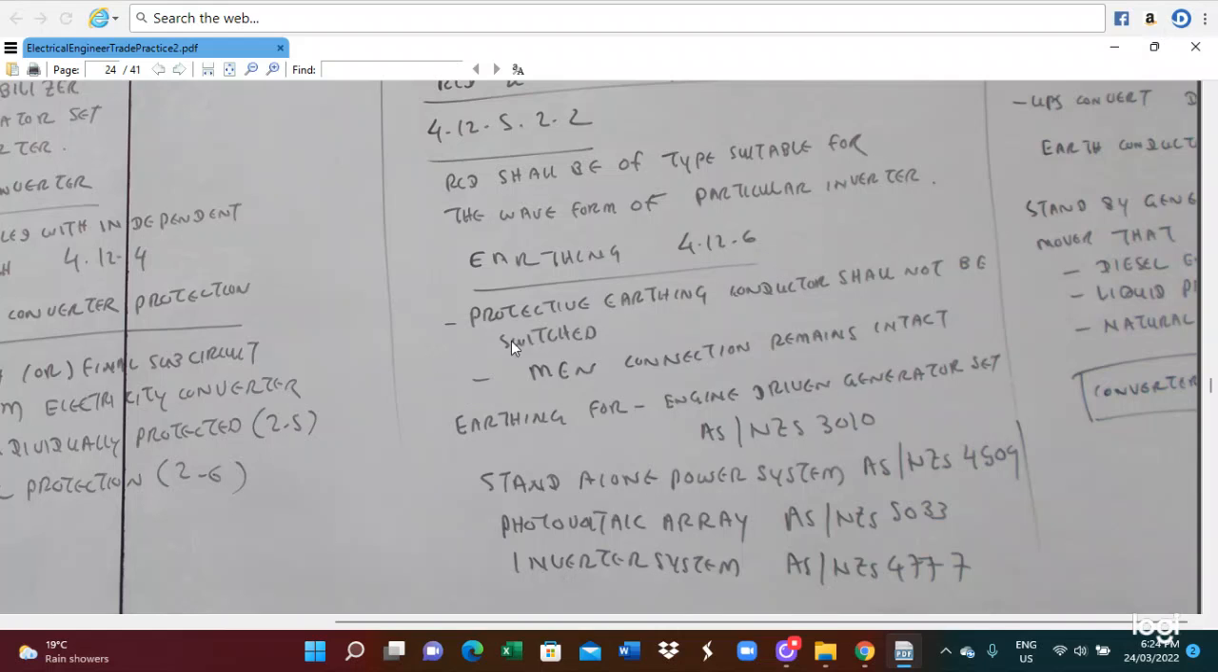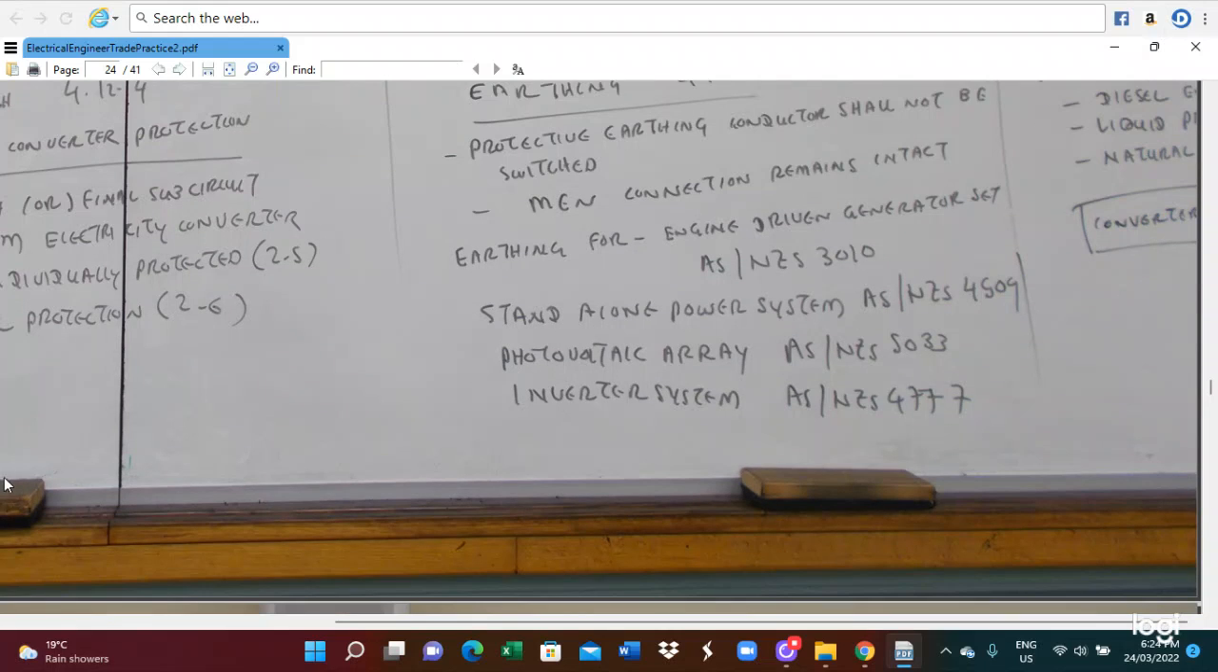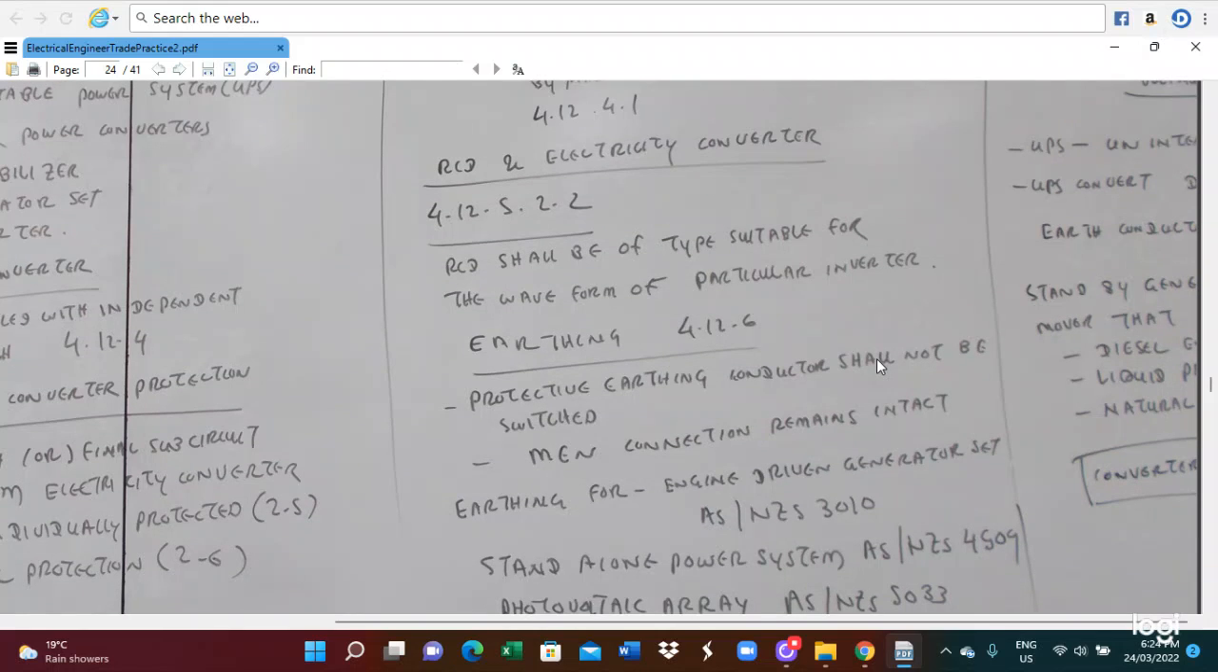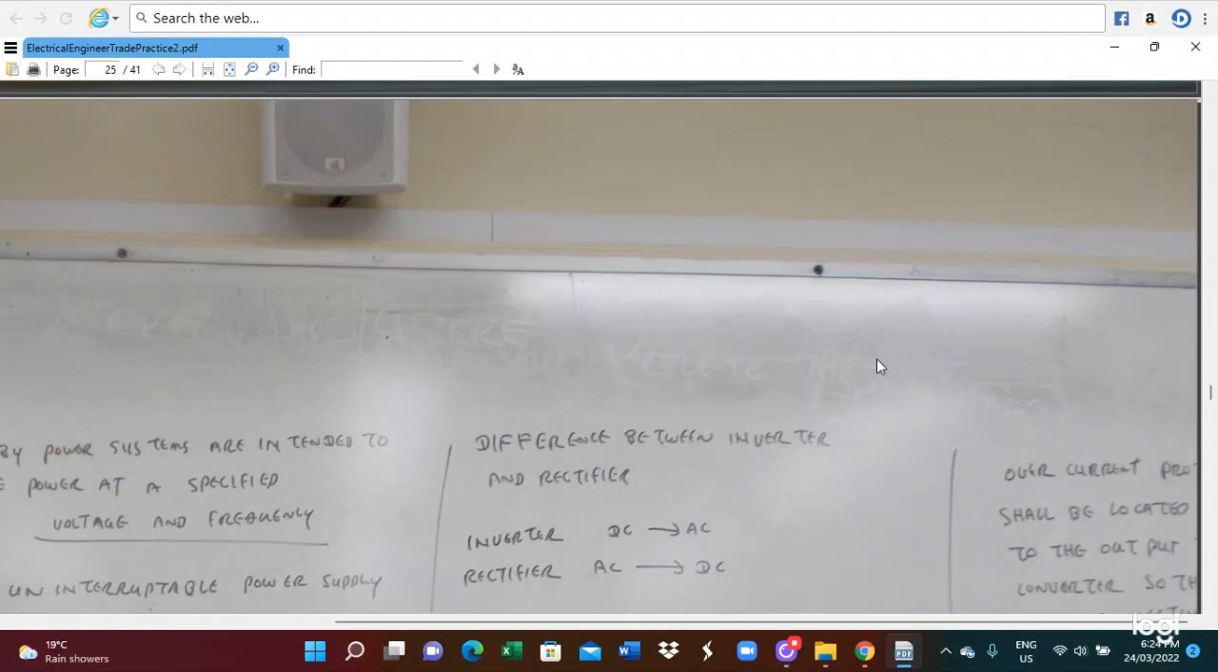Protective earthing conductors shall not be switched. MEN connection remains intact. Earthing for the engine driven generator set must follow AS3010. Standalone power systems must follow AS4x09. Photovoltaic arrays must follow AS5033, and inverter systems must follow AS4777. So these are the appropriate Australian standards to comply with for the standby power supply system.